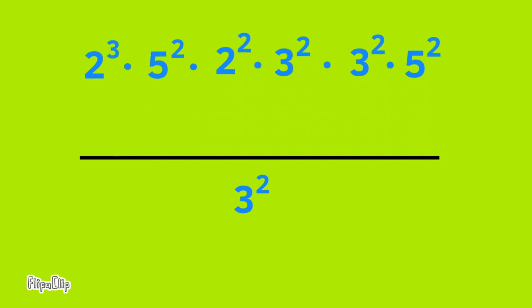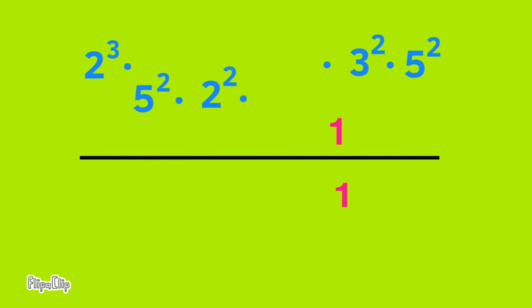Notice that the divisor, or the denominator, is 3 to the power of 2. Now look at the dividend, or the numerator, and you'll also notice a 3 to the power of 2. That's the same as 3 to the power of 2 divided by 3 to the power of 2, which is 1. Essentially, they've canceled each other out.